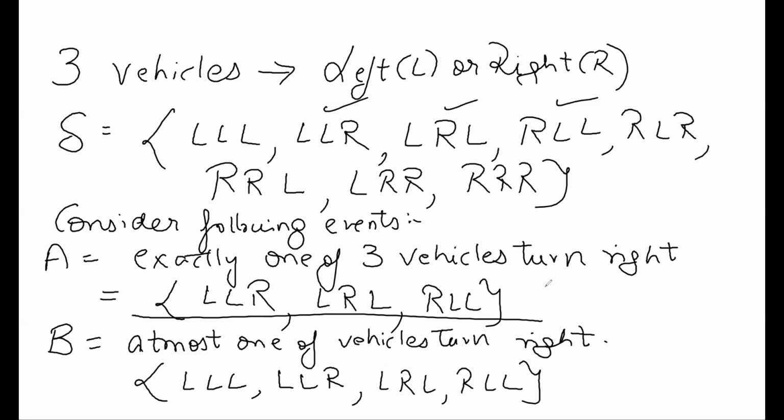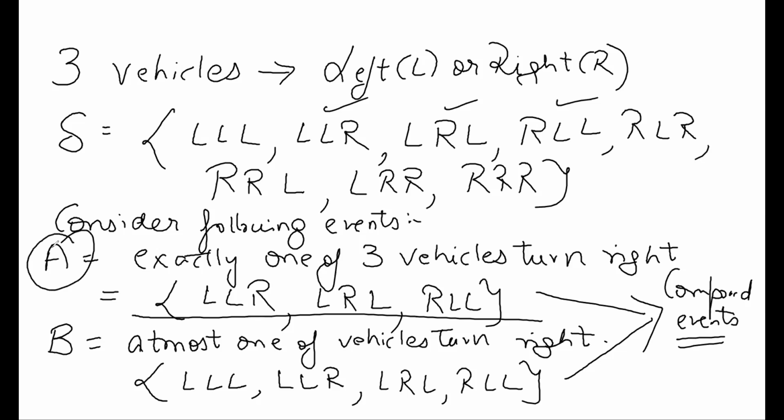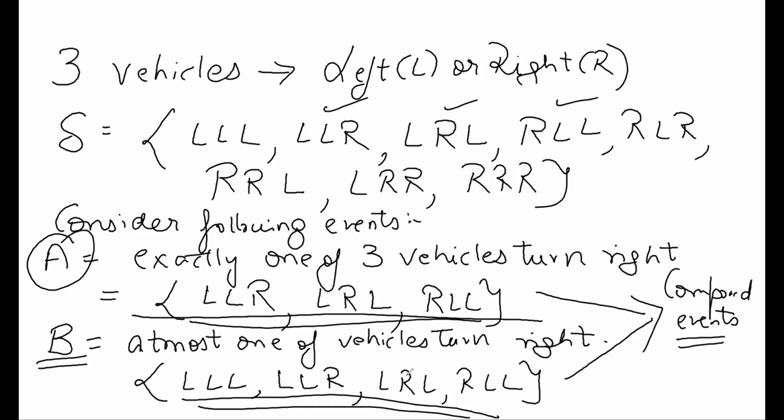So these are all examples of compound events, because they consist of more than one outcome. You can see A consists of three outcomes, and B consists of four outcomes. That means they are all examples of compound events.